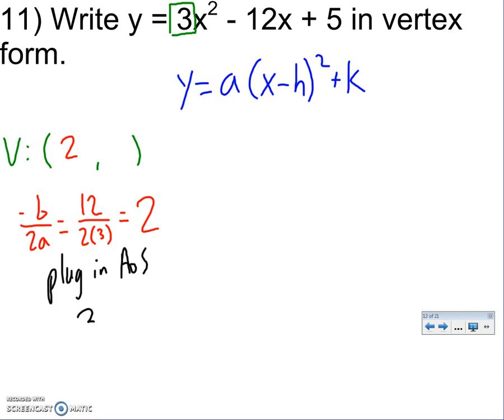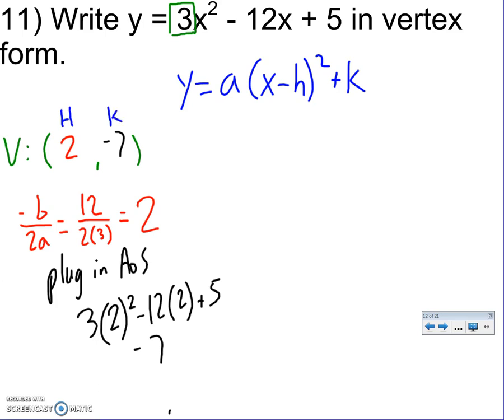So I'm going to do 3 parentheses 2 close parentheses squared minus 12 times 2 plus 5. Plug it into the calculator. So let's see. 4, 12. -12 plus 5 is -7. Alright, remember, we just found our three things. We have h right here, we have k right here, and we have a right there. Those three things go into the equation.